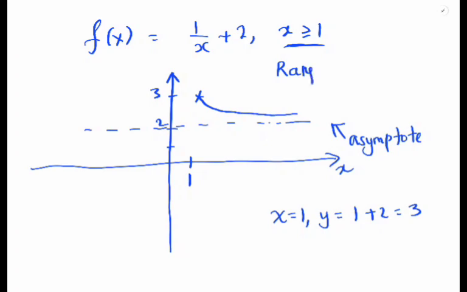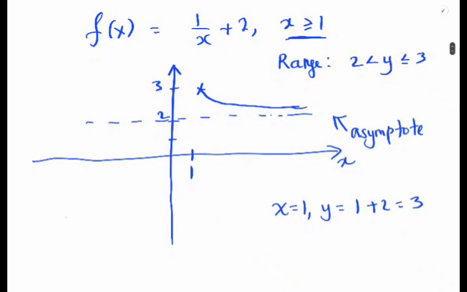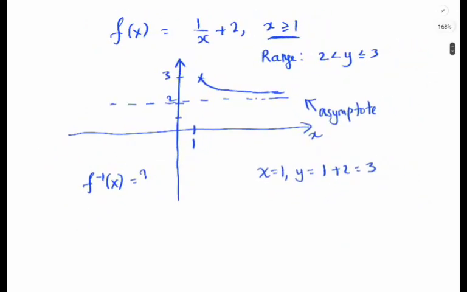So your range is y is smaller than or equal to 3 but bigger than 2, and that is your range, because it can go close to 2 but not equal to 2, right? So if you are looking for the inverse, let's say this is f minus 1 x. If they ask you what is the inverse, how to find that?